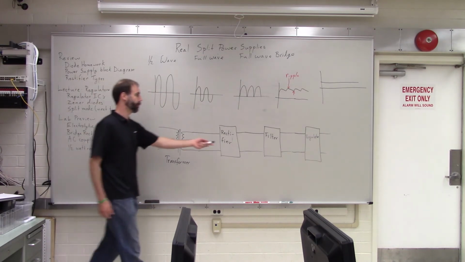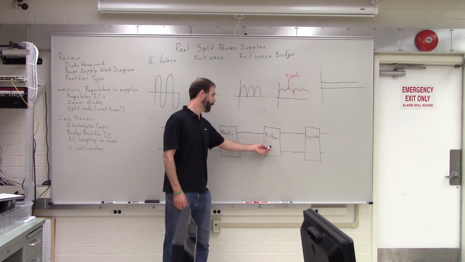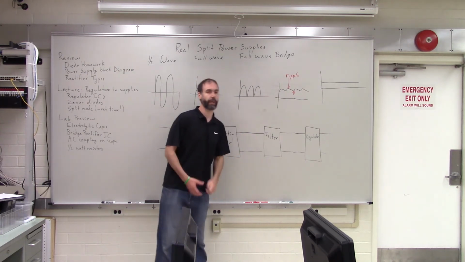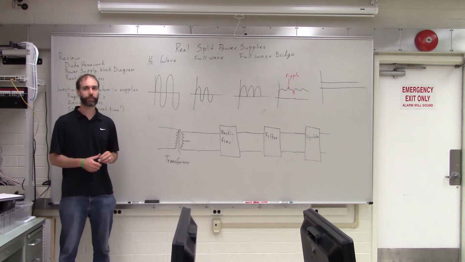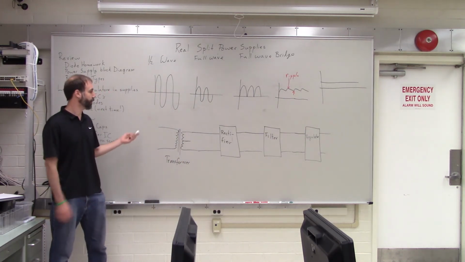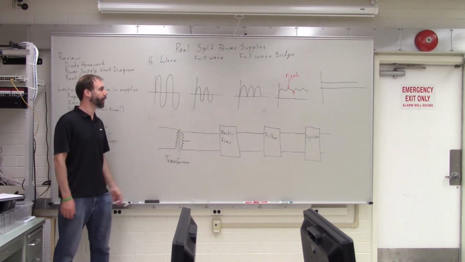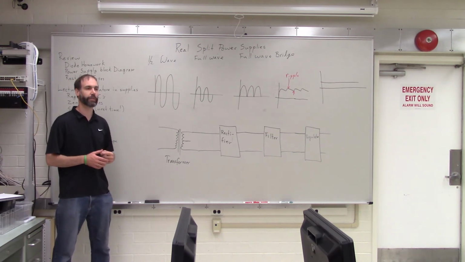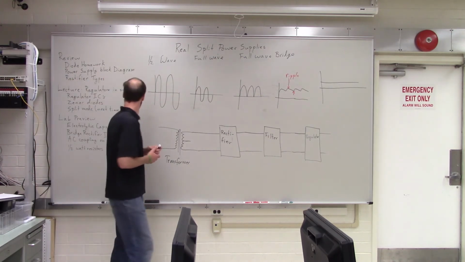Then we already talked about filters. We said that more capacitors or larger value capacitors work to filter out the ripple more effectively than smaller capacitors. So any questions about the general block diagram of a power supply or the rectifiers? Okay.